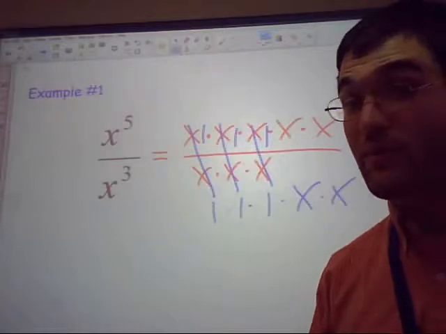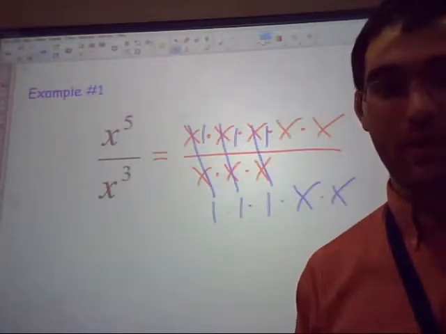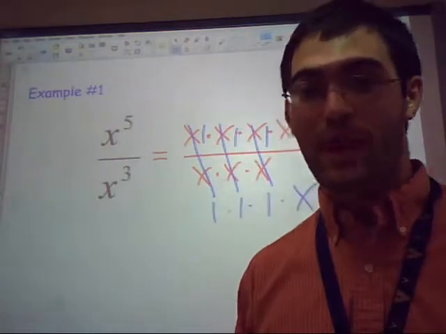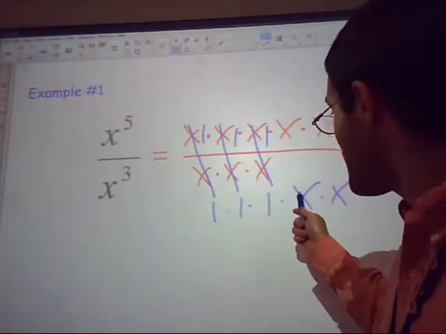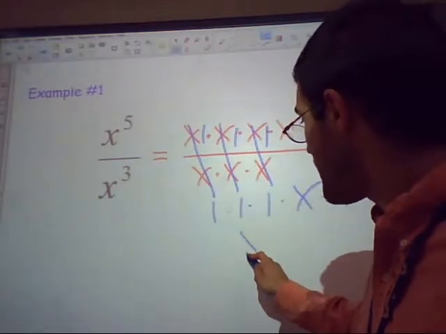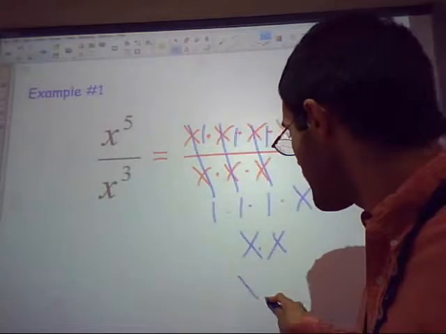Well, remember, when you multiply by 1, it doesn't have any impact. If I have 5 and I multiply by 1, I have 5 still. Anything times 1 is itself. So 1 times 1 times 1 times x is simply x times x, which can be rewritten as x squared.